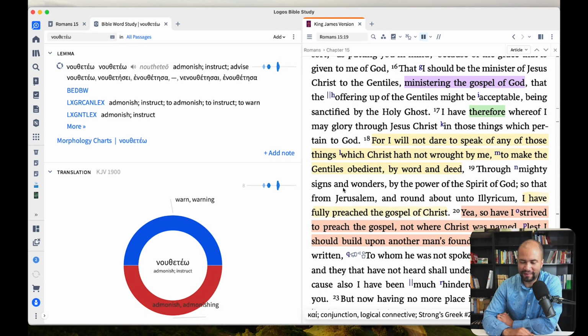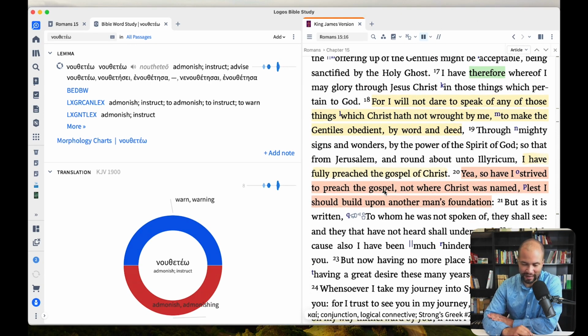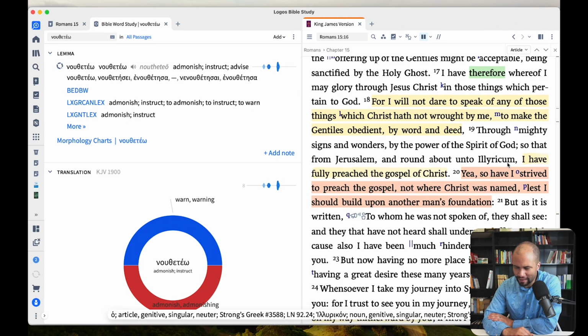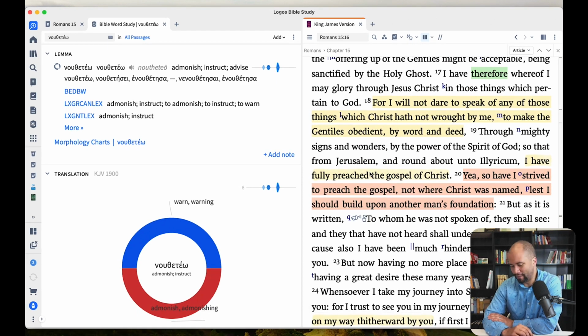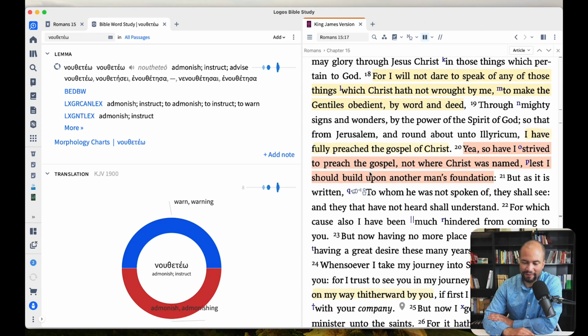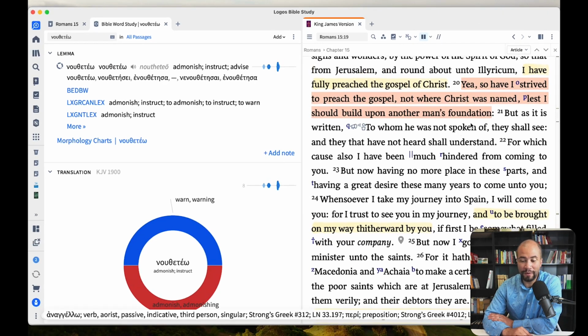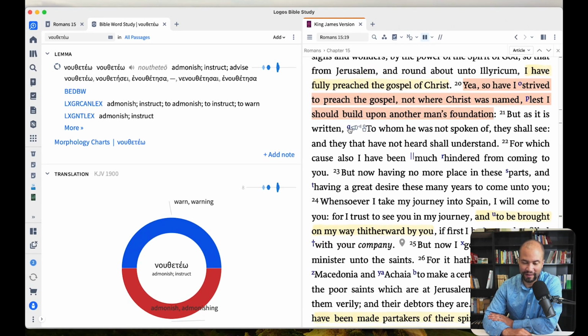And he says, "Through mighty signs and wonders by the power of the Spirit of God, so that from Jerusalem and round about to Illyricum, I have fully preached the gospel of Christ." Again, restating the theme of the entire book. "So have I strived to preach the gospel, not where Christ was named, lest I should build upon another man's foundation. But as it is written, To whom he was not spoken of, they shall see, and they that have not heard shall understand."